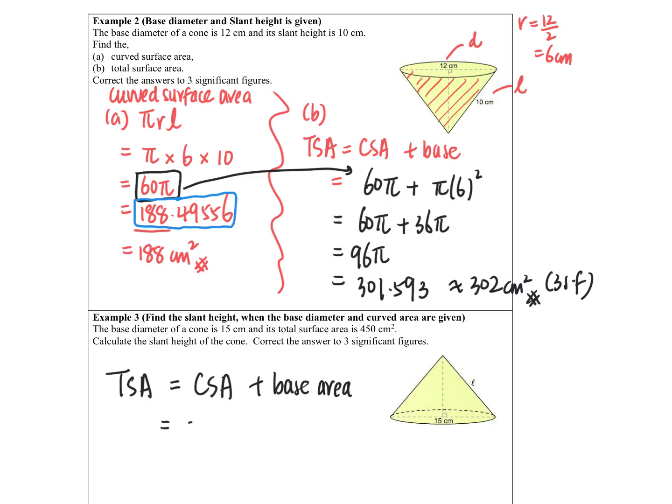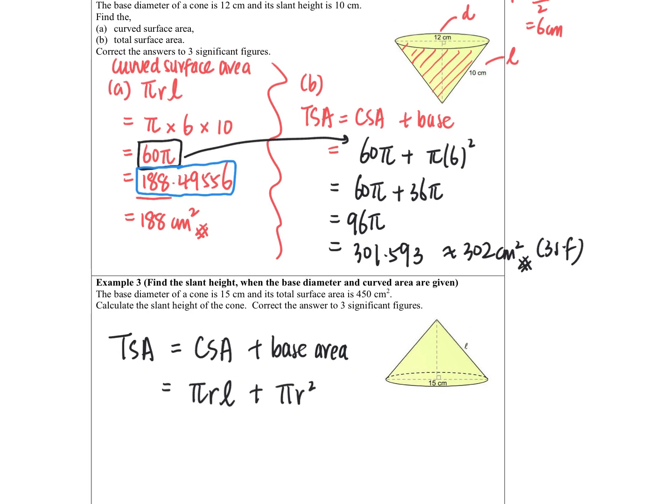Curved surface area is pi RL. Base area is pi r squared. All these you need to memorize. Okay? So I know the radius is 7.5, because the diameter is 15, and the radius is 15 divided by 2.